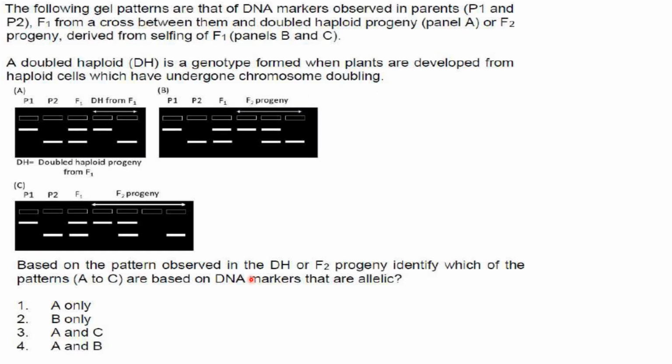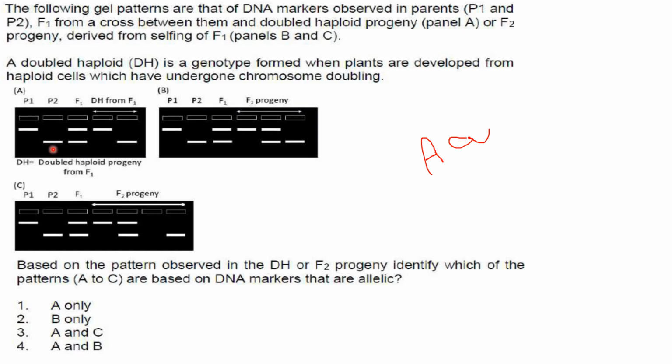Based on the pattern observed in the double haploid or F2 progeny, identify which of the patterns A to C are based on DNA markers that are allelic. So DNA markers that are allelic are naturally your codominant markers. That is, they should have both alleles, that is capital A and small a in them. That means they should have both P1 and P2, as per this question.